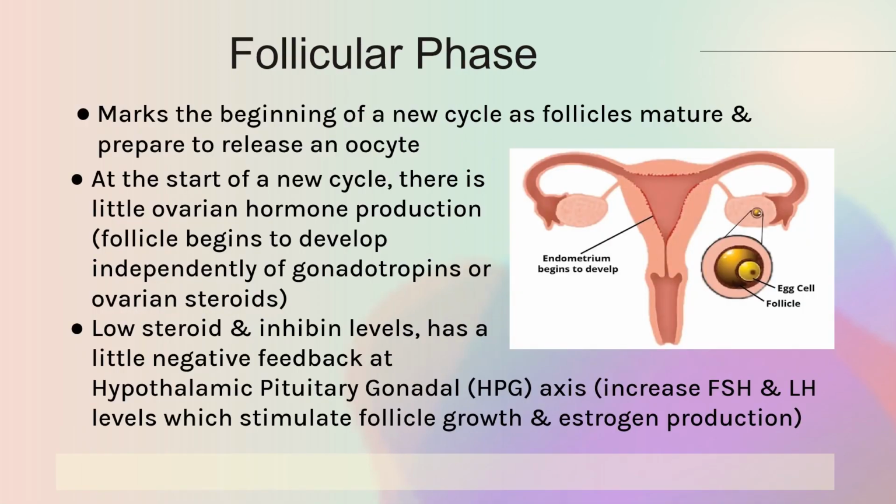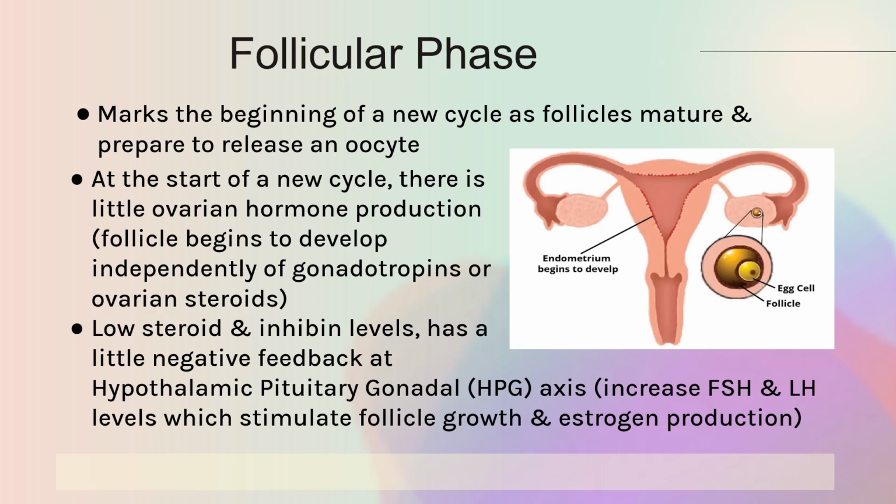The follicular phase begins on the first day of menstruation and lasts until ovulation, typically days 1 through 13. During this time, ovarian follicles develop and the uterine lining begins to thicken. At the beginning of a new menstrual cycle, there is minimal ovarian hormone production, and the follicles begin to develop independently of those gonadotropins or ovarian steroids.